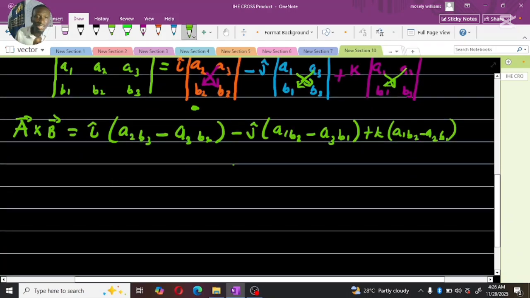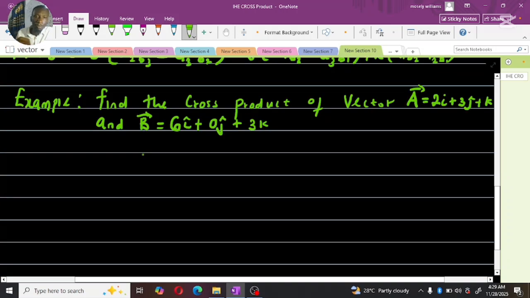Now, this will give us the C, which is another vector that is perpendicular to what? A cross B. So now let's pick an example. All right, so let's see this example. They told us to find the cross product of vector A, which is 2i plus 3j plus k, and B to be what? 6i plus 0j plus 3k. Very, very simple question. So let's solve this together.